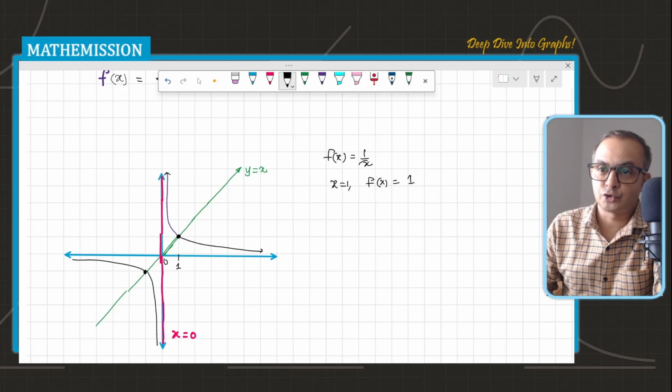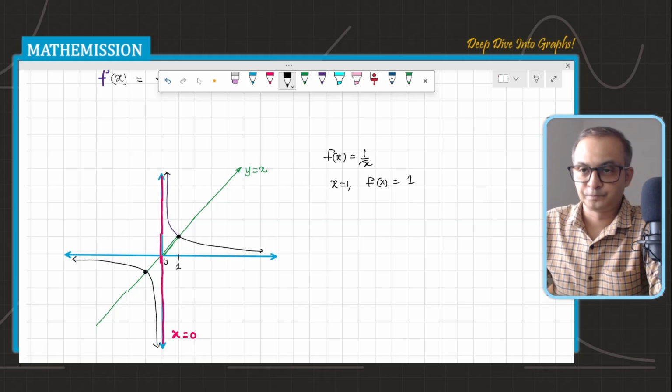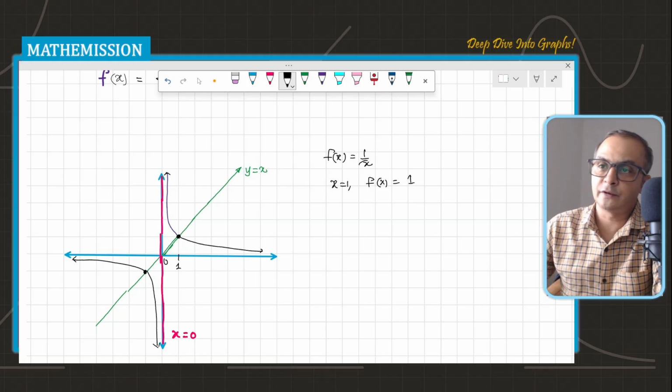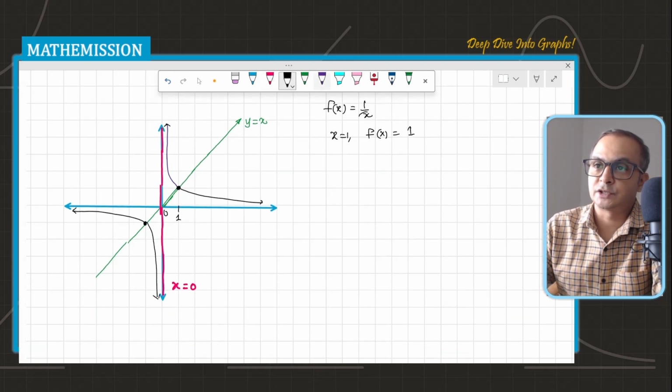So we have drawn these two branches of the function 1/x in the two opposite quadrants. What is the important thing I want to convey here is that you can see this entire graph is symmetrical about the line y = x. And why so?